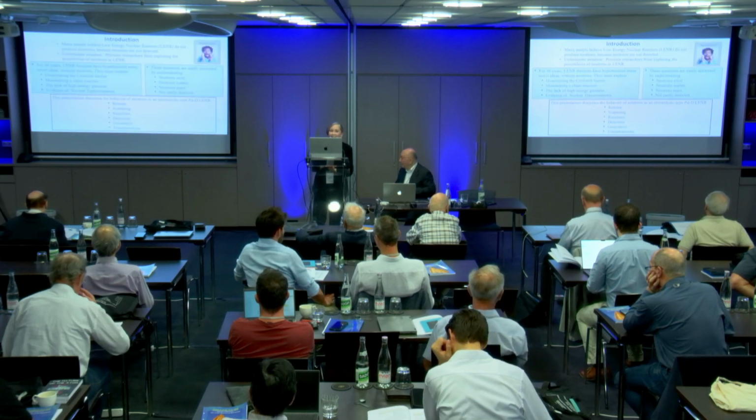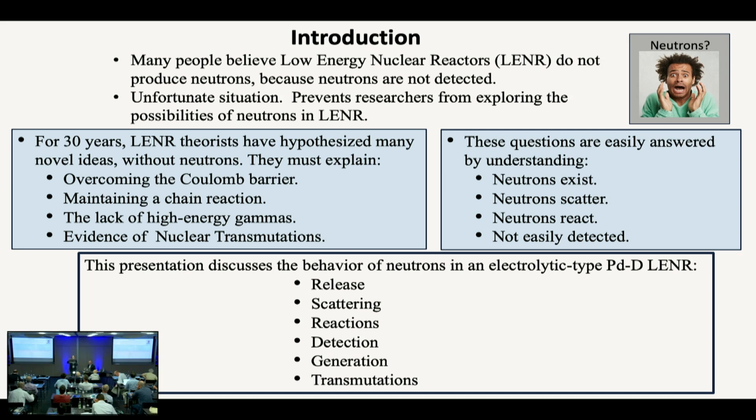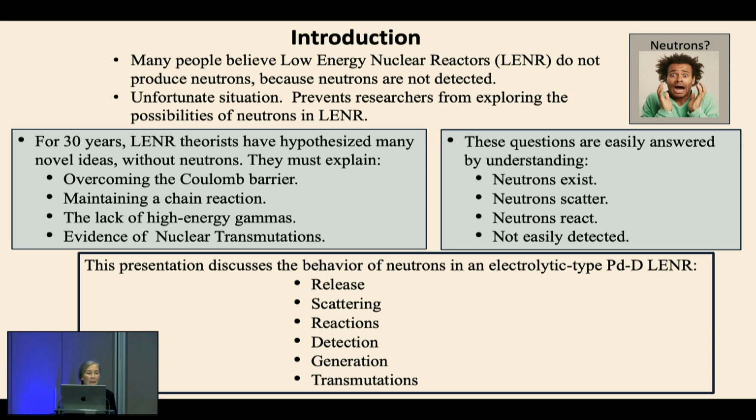Okay. Many people believe that low-energy nuclear reactions do not produce neutrons because neutrons are not detected. This is an unfortunate situation, and it prevents researchers from exploring the possibilities of neutrons in LENR. For 30 years, LENR theorists have hypothesized many novel ideas without neutrons. They must explain overcoming the Coulomb barrier, maintaining a chain reaction, and the lack of high-energy gammas.